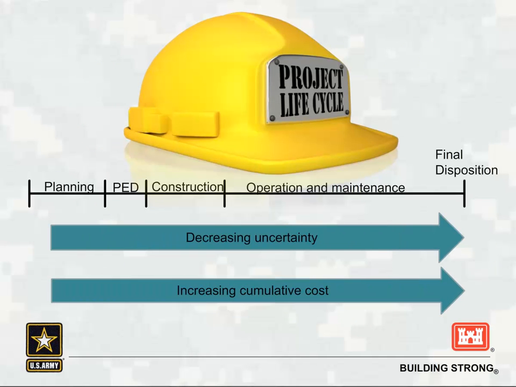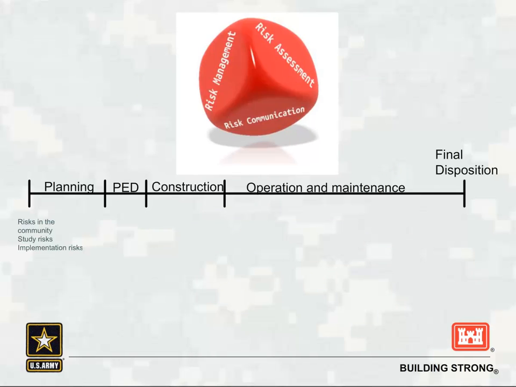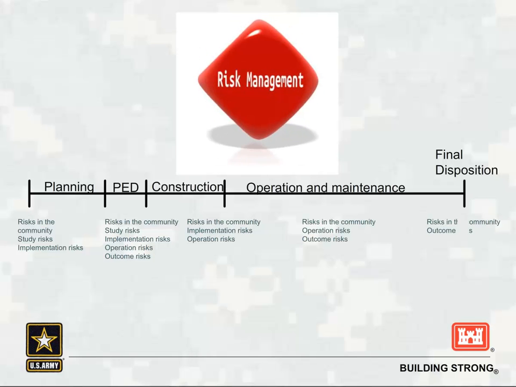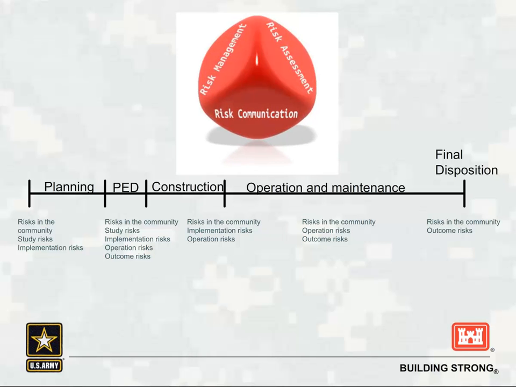Here are a couple of simple and undeniable facts about project life cycle risk management. As we move from planning through the operation and maintenance and toward the final disposition, you have decreasing uncertainty, but you also have increasing cumulative costs. Different risks can emerge in different stages of the project life cycle. Take a look at this slide here, for example.